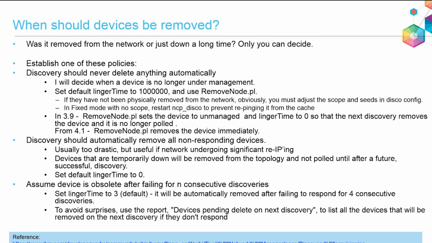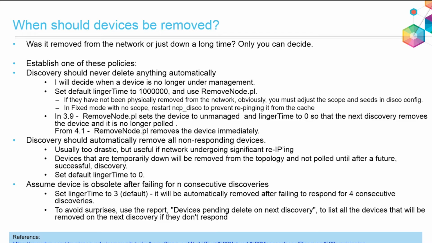The next mode is that the discovery automatically removes all non-responding devices. So if a device doesn't respond, you just want to get rid of it. And usually that's much too drastic, of course. But if you're undergoing significant re-IPing, then it can be a useful tool to try to keep the topology clean as you go from discovery to discovery. In which case, just set the default linger time to 0 for that period of time.